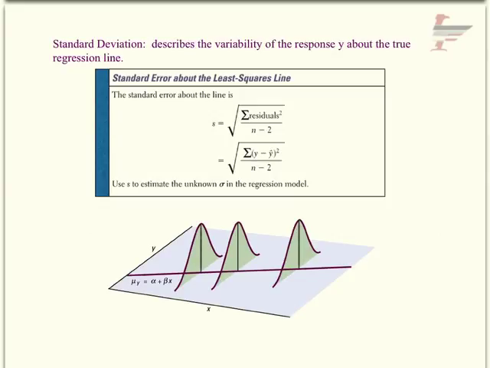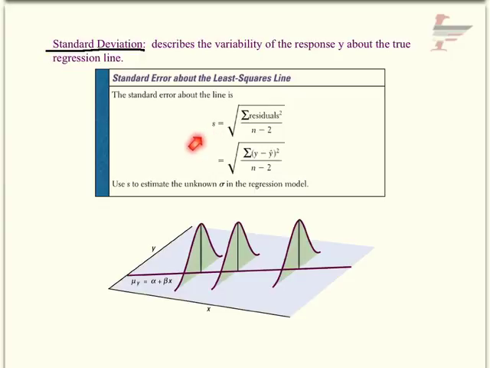All right, then something that you probably won't have to actually calculate by hand, but you'll have to recognize, is how to find the standard deviation for a least squares regression line. The standard deviation for a least squares regression line describes the variability of the response variable Y about the true regression line. So basically, how spread out are your data points from that regression line. It's ideal to have a small standard deviation, of course.